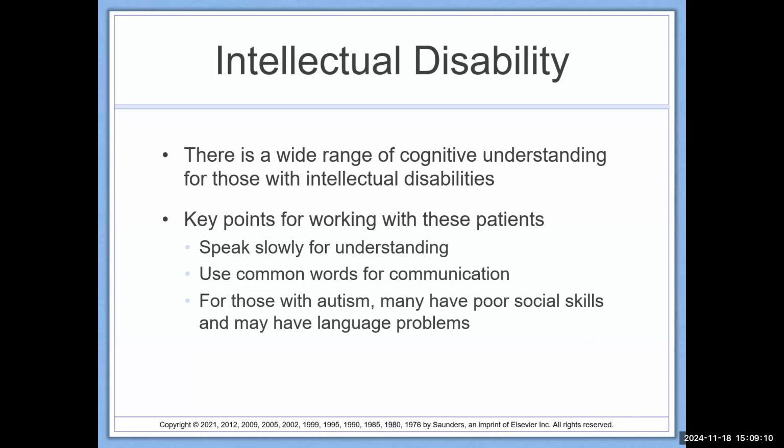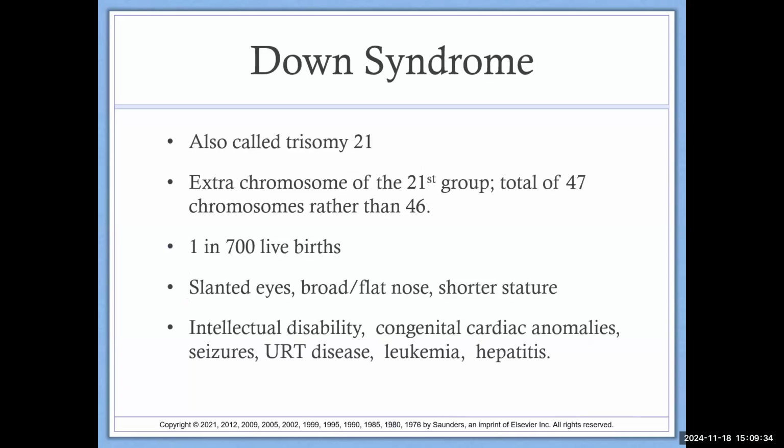For you it may not seem high tech to say certain words like caries or mesial or distal. You really have to make it even simpler than layman's terms. So use common words for communication. For those with autism, many have poor social skills. They may have language problems. They may not have eye contact. We don't know. It can vary. So you have to be mindful of that.